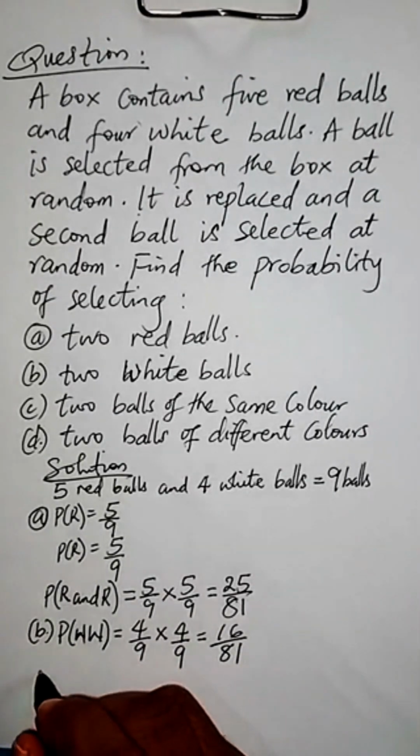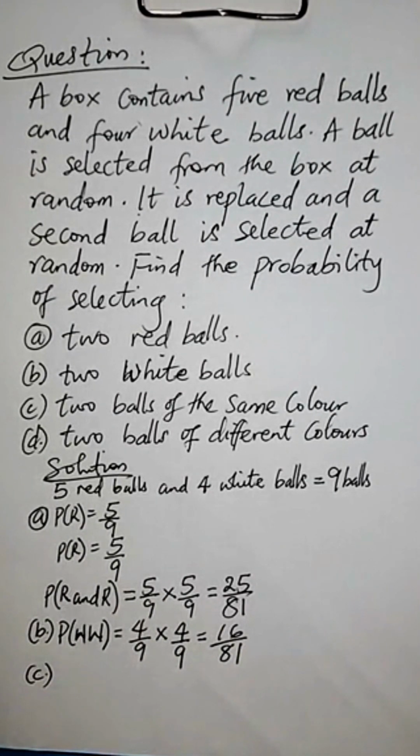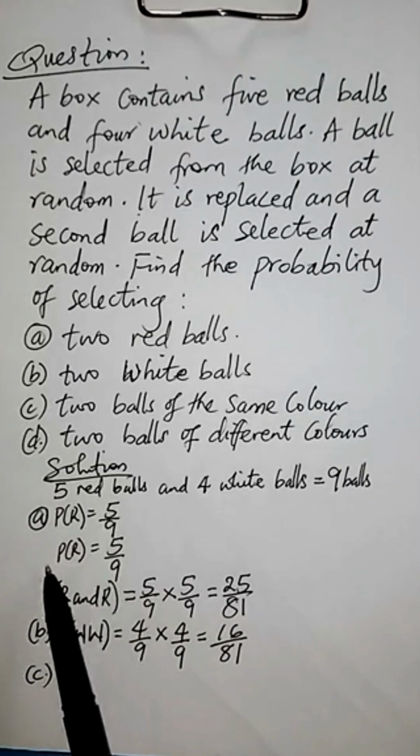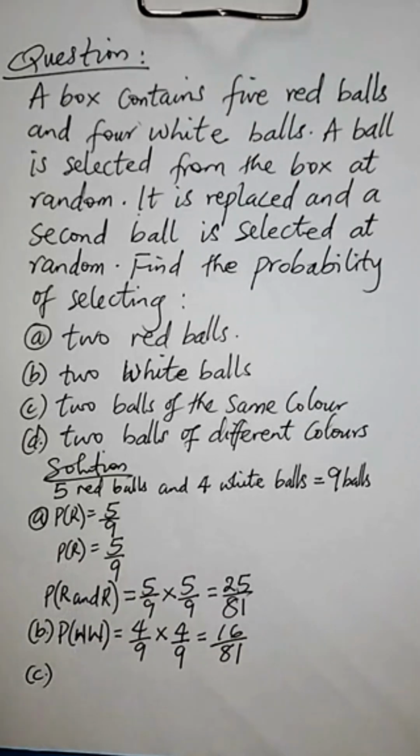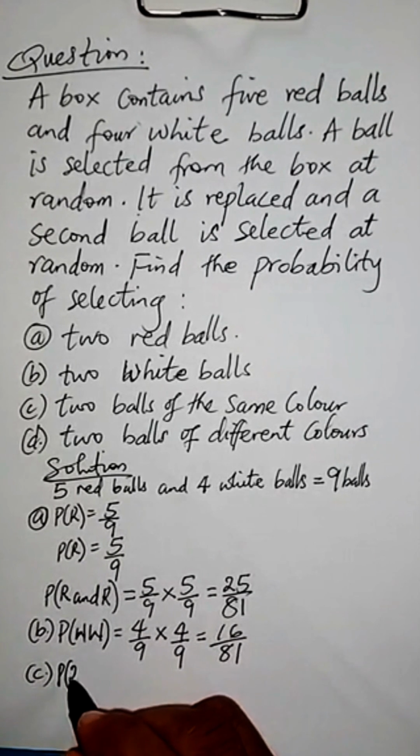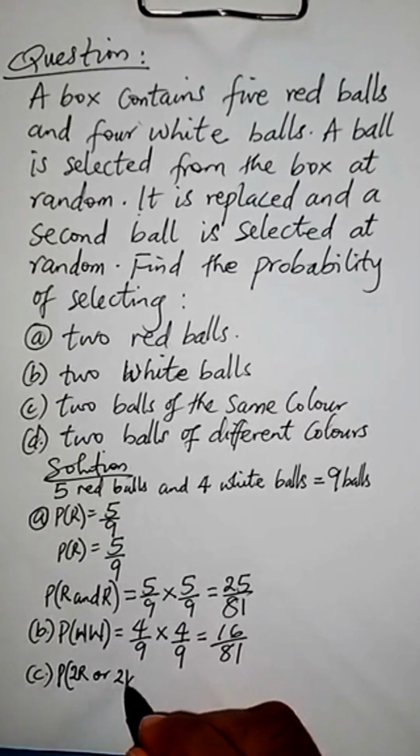Now let's go to the C question. The C question is this: two balls of the same color. Now remember, the A question we solved, they are red. That's the same color. And the second one we solved, they are white. That's the same color. So what is the probability of picking two balls of the same color? The probability of selecting two balls of the same color is the same thing as the probability of selecting two red balls or two white balls.